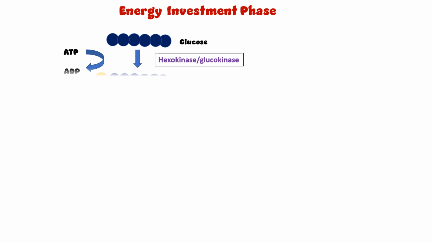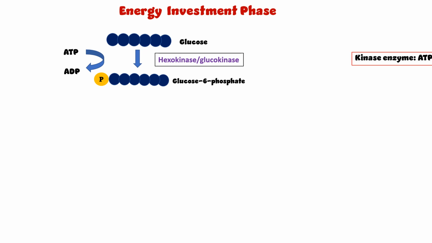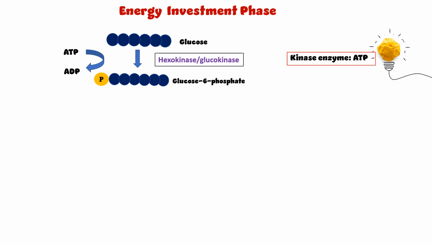Let's begin with the first step of energy investment phase. In this step, glucose is phosphorylated by the enzyme hexokinase or glucokinase to form glucose 6-phosphate, which is a more reactive form of glucose. As you can see, in this step, ATP is used, and because one phosphate is removed, it is converted to ADP. Here's another tip for you. Whenever you see the word kinase, just remember that it is related to ATP or phosphorylation.